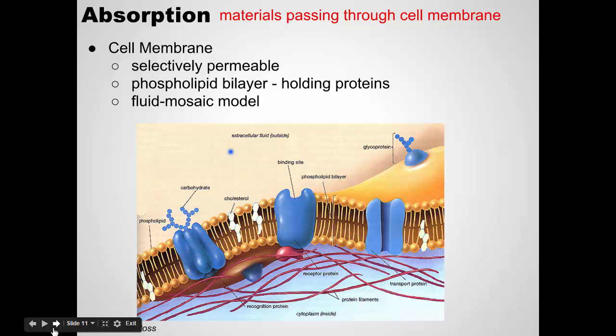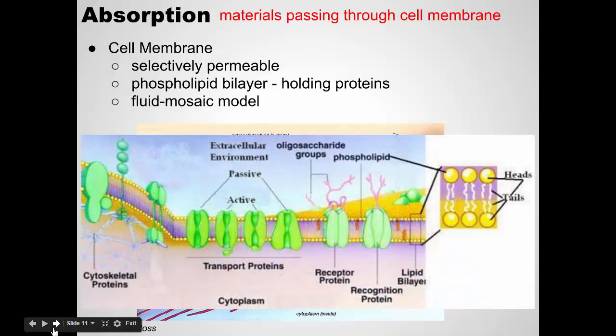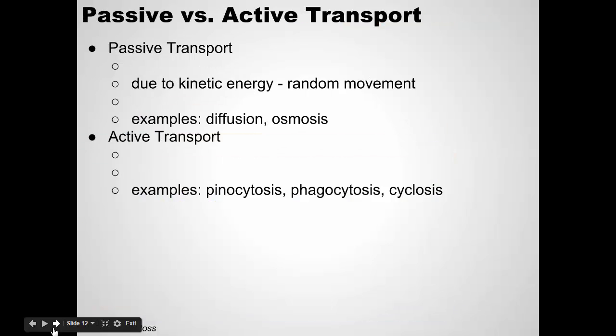Okay. You can see the glycoproteins have those carbohydrates attached to them. You have the cytoskeleton, which attaches there. Various types of proteins and receptors and recognition proteins. So things get into the cell in two ways. One way is called passive transport, one is active transport.